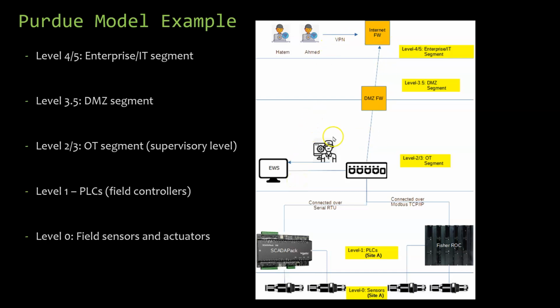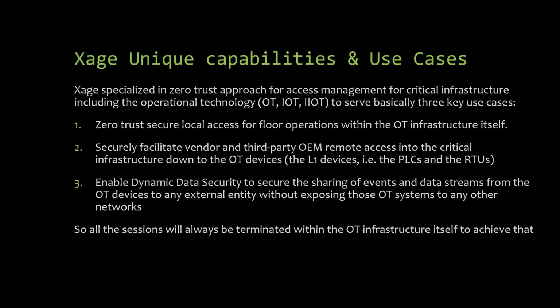So relying on firewalls or even jump boxes, like some PC that you terminate on and then connect to the engineering workstation, is also not so secure. And this actually brings the Xage unique capabilities and use cases. So Xage, guys, specializes in the zero trust approach for access management for the critical infrastructure, including the operational technology, OT, IoT, IIoT, industrial IoT, you name it, to serve basically three key use cases.